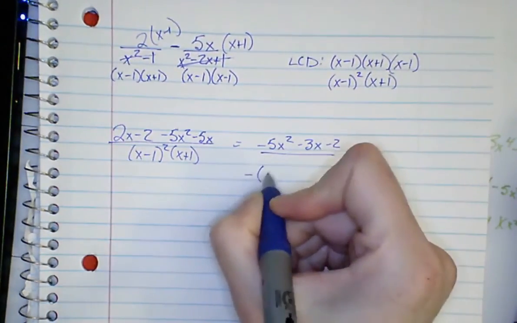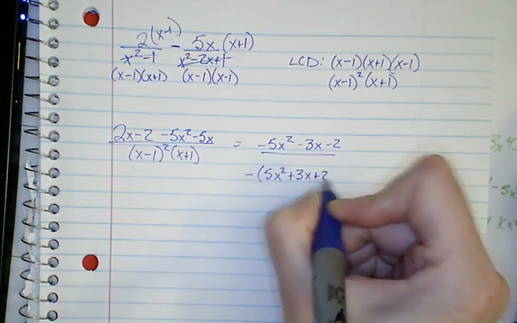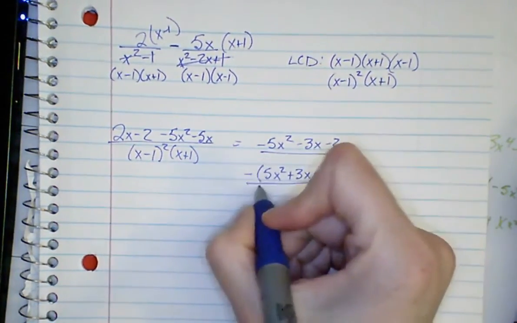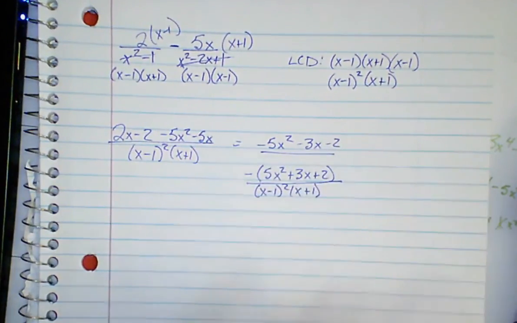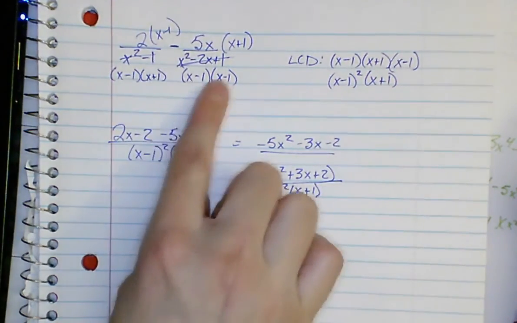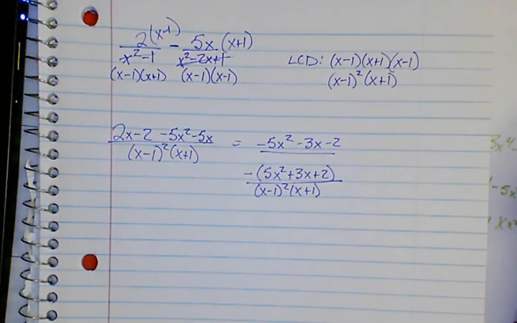And before I finalize my answer, I see that all of these are negative. I can factor out a negative to make it a little more simple, and then include my denominator, and we are finished with that one. So keep in mind that if you have a double factor, they are twins and they are their own person or their own factor. This concludes our video.